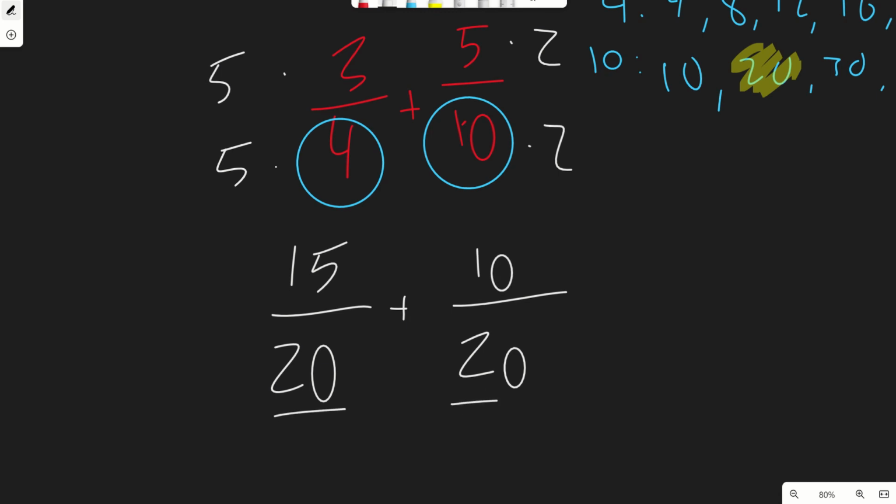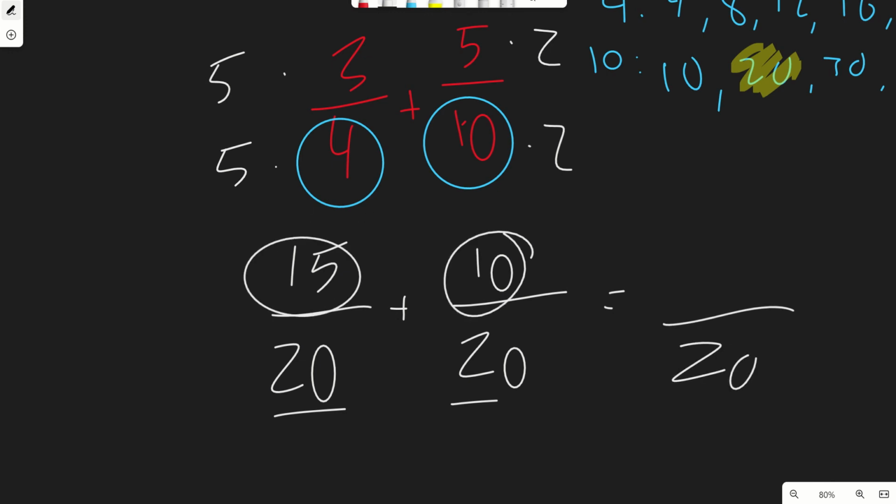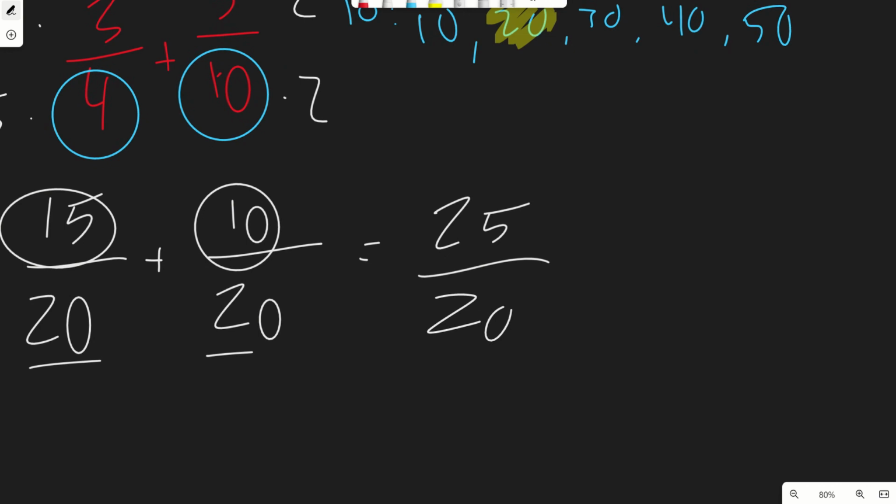When I add up, my bottoms need to all stay the same. Okay, keep my bottom values the same. Add up my top values. 10 and 15 is 25. This would become 1 and 5/20. Divide both of those by 5. I get 1 and 1/4. Okay, so put it into mixed number, make it into simplest form. All right, so get our denominators to be the same, and then we can add them up.